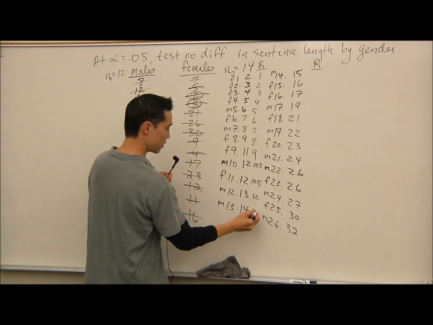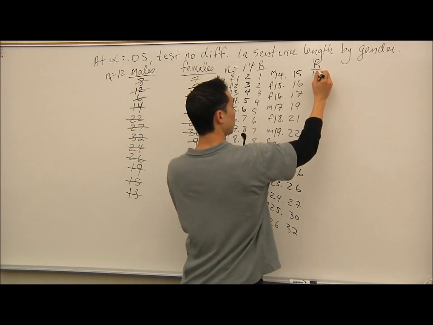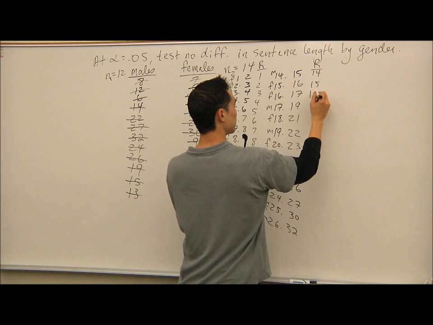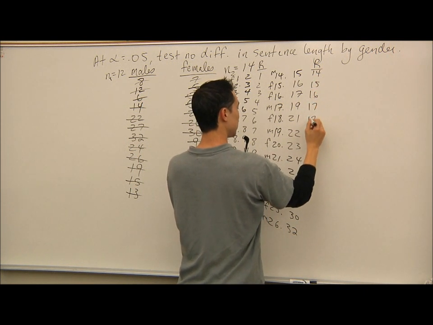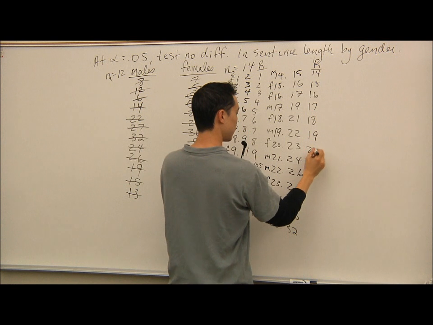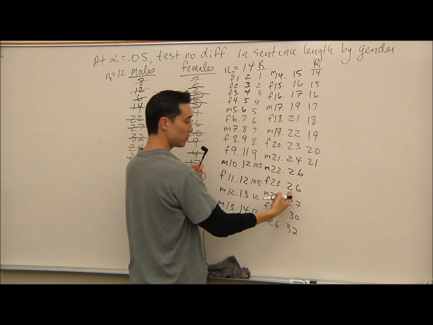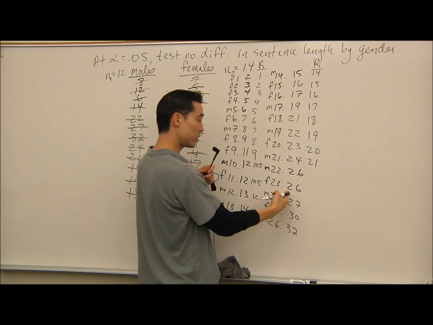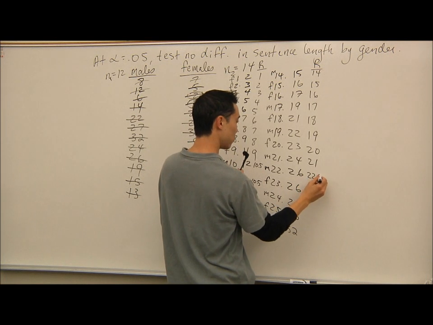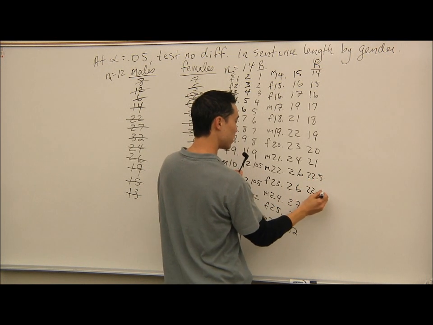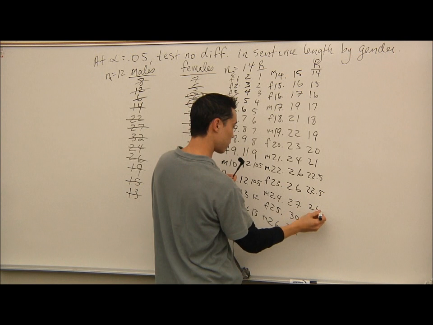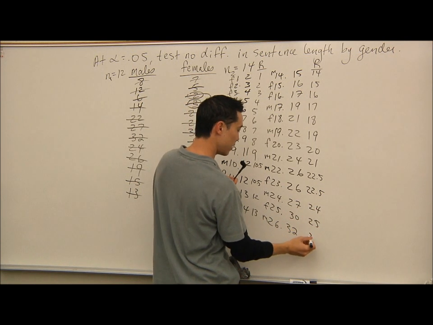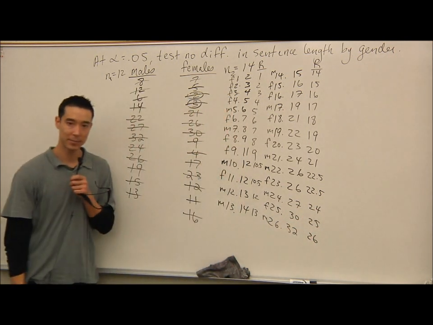12, 13, 14, 15, 16, 17, 18, 19, 20, 21. Spots 22 and 23 have a tie, so they get an average of 22 and a half. And then you just pick back up with your next spot. 24, 25, and 26. Okay? And that's it.